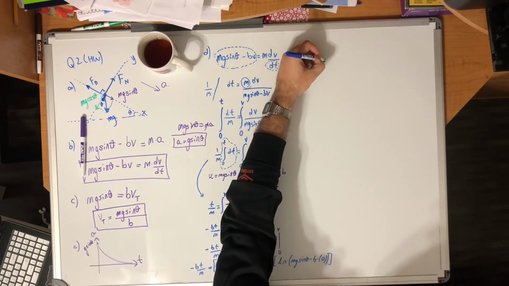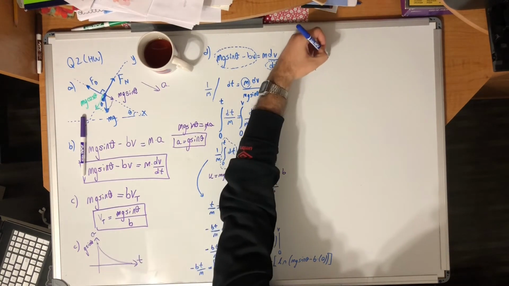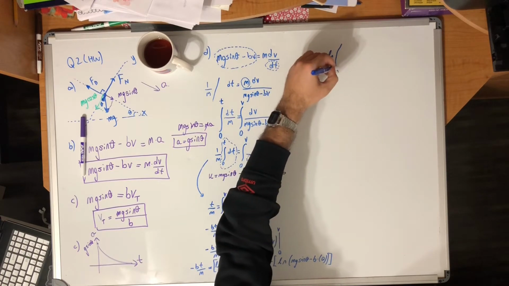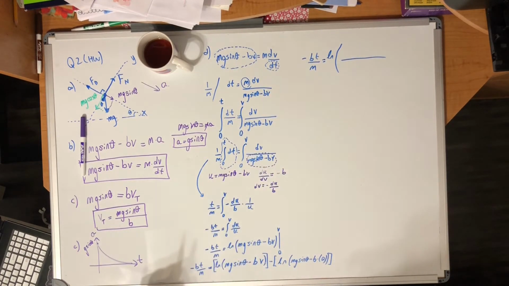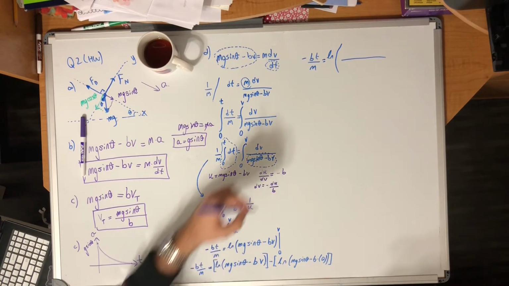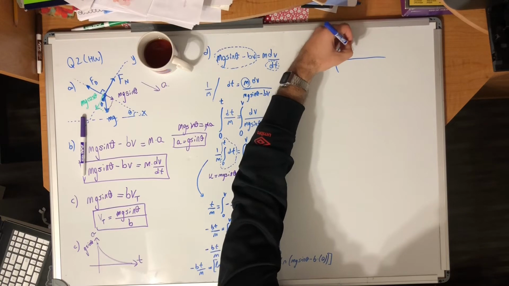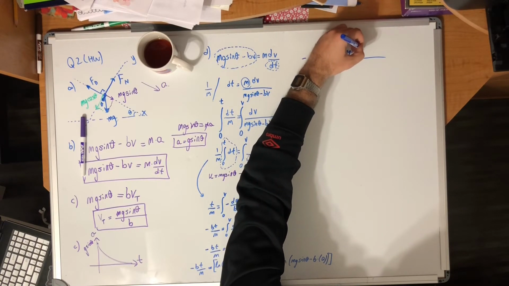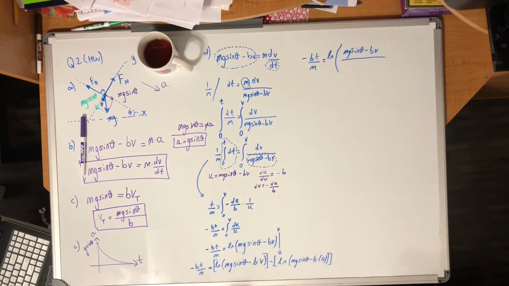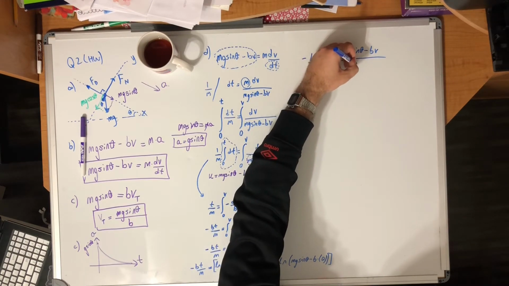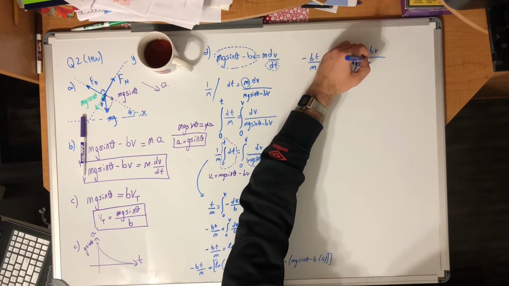I have this ln right there. So ln upper boundary first minus lower boundary, which is upper divided by lower. So on the top it's the same thing. It's mg sine theta minus bv. That stays as it is. And the lower boundary, same thing, but this negative b times 0 will be gone. So I'm just going to have mg sine theta on the bottom.